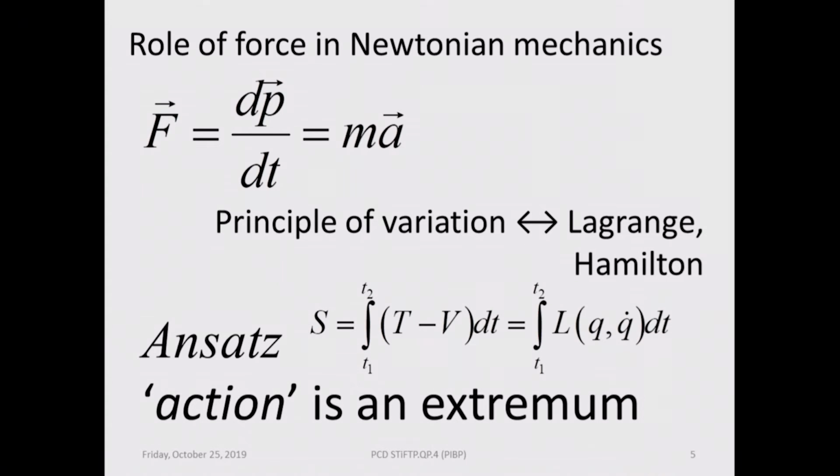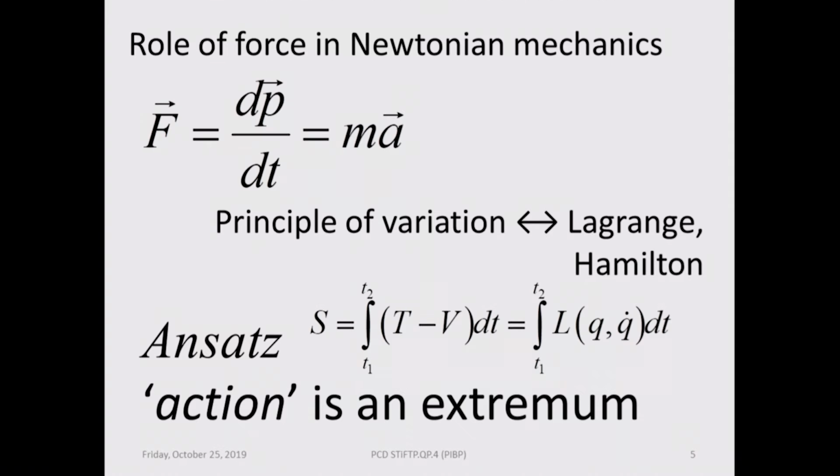The principle of variation makes no use of the idea of force, but it gives you the same answer as Newton's mechanics does. And the principle of variation, Hamilton's principle, rests on an ansatz that it is the action, which is the definite integral of the Lagrangian from an initial time to the final time, that this is what is called action, and this action is an extremum. It is stationary.